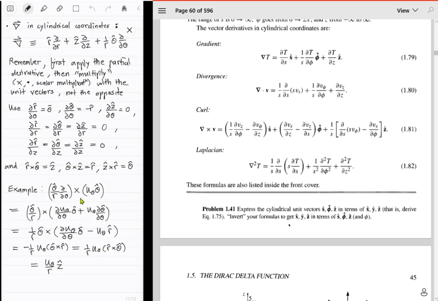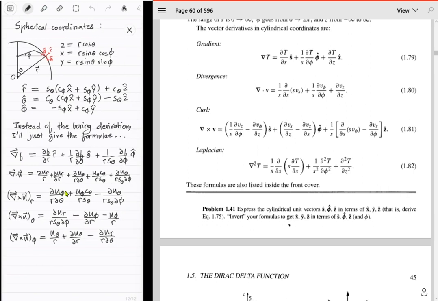So partial theta of theta hat, you have to consider that as well. And of course, using a bit of complex numbers, that would just be negative r hat, right? So this would basically be partial u theta upon partial theta hat, because first component's derivative, then the second component's derivative, this remains the same. This guy's derivative is just negative r hat, so negative u theta r hat, and then do the cross product. So finally, you just get u theta upon r z hat. Awesome. So this was for cylindrical coordinates.